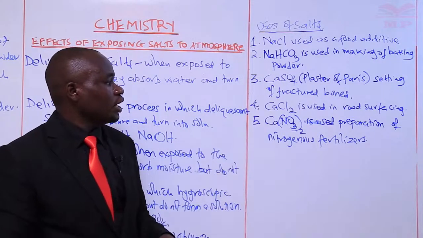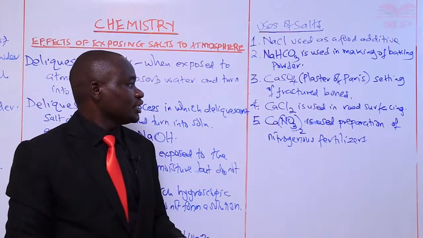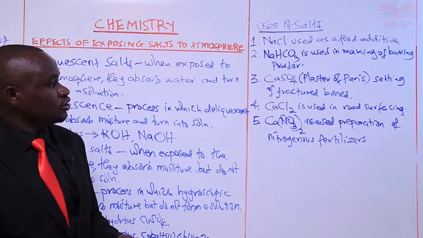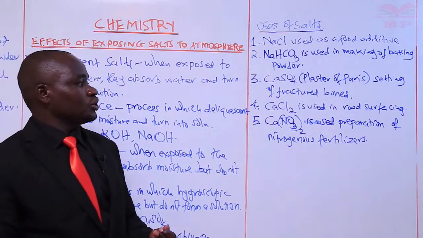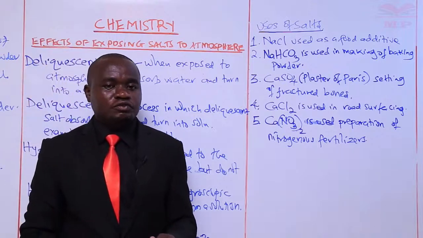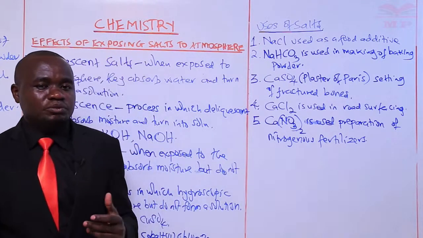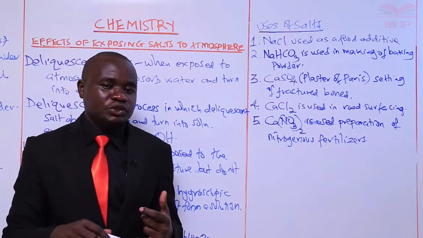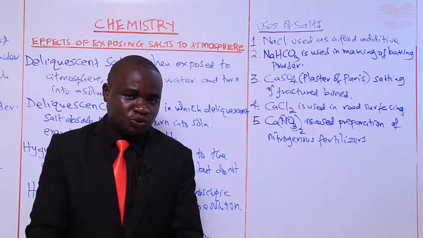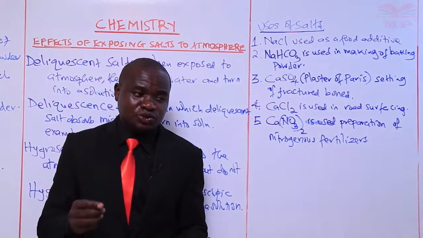We have quite a number. So we are saying that today we have learned about the effect of exposing salts to the atmosphere, and we have seen salts behave differently when exposed to the atmosphere. We have some salts which, when exposed to the atmosphere, absorb water vapor and turn into a solution. Such kind of salts are called deliquescent salts.